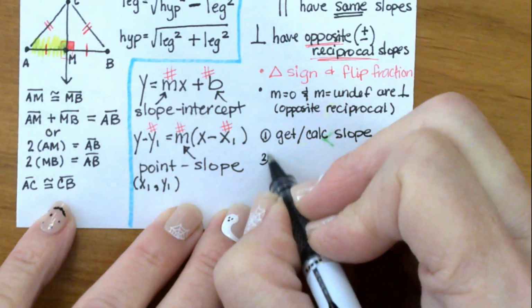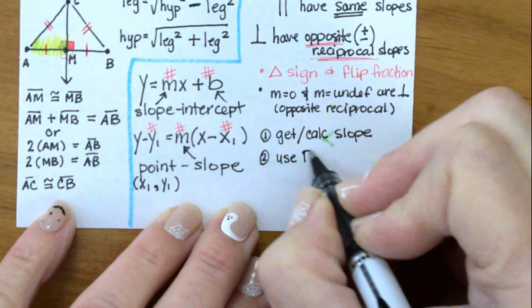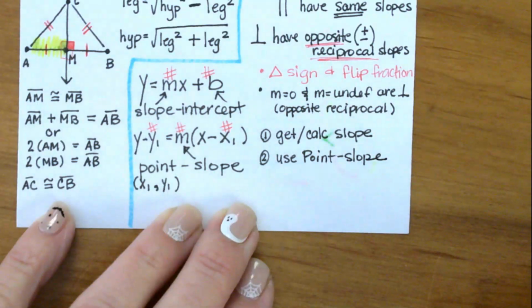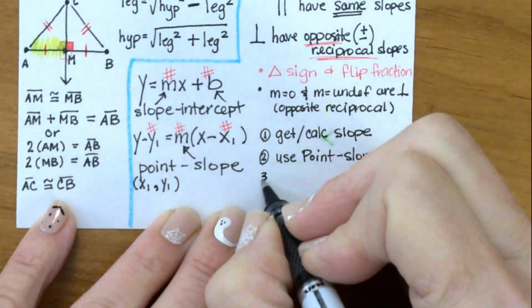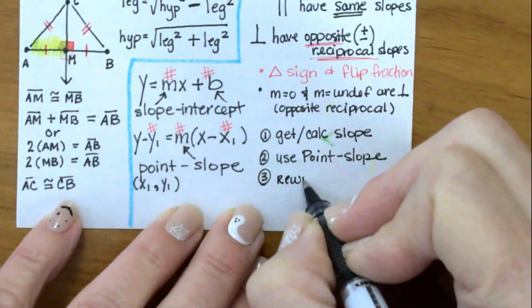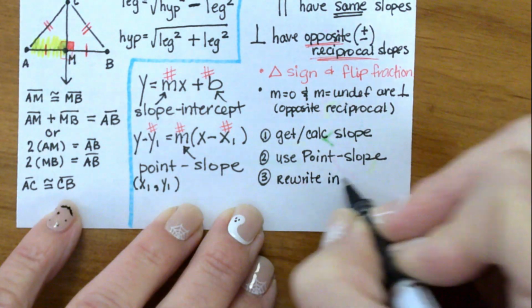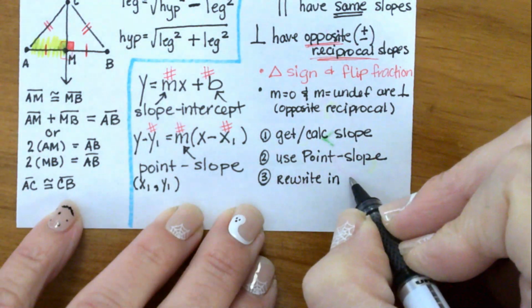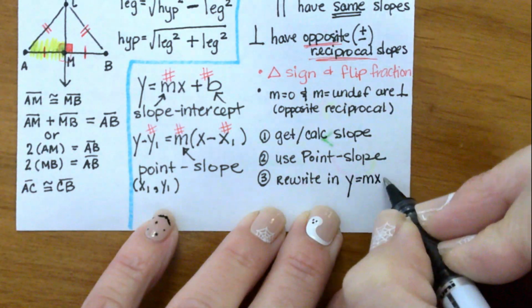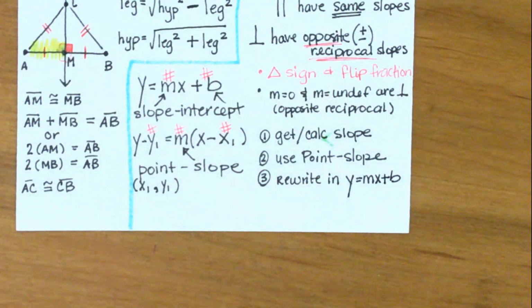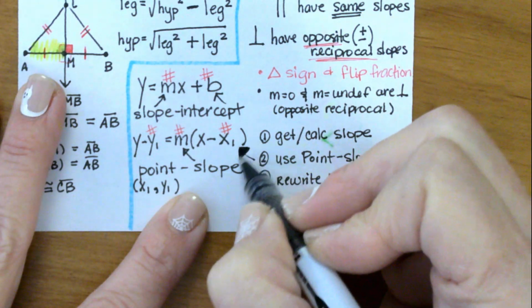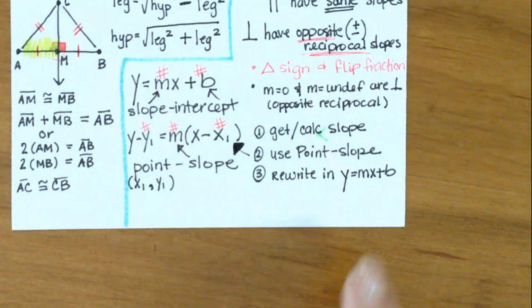Step 2, use point slope. And step 3, you have to rewrite in this one, y equals mx plus b. So you're going to use your point slope, which is this one, and then you're going to rewrite it so that it looks like the second one.